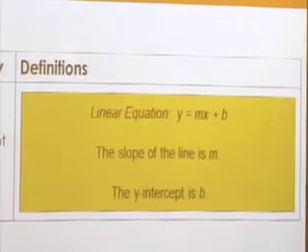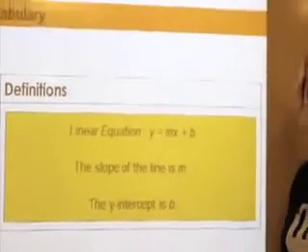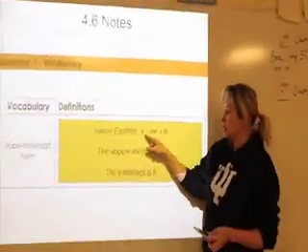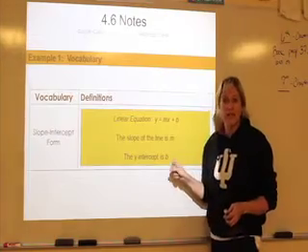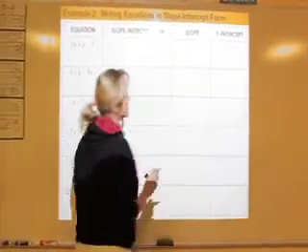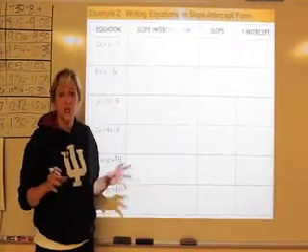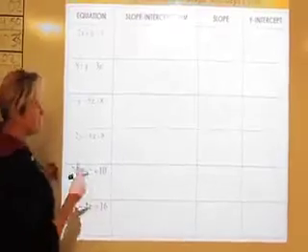Good afternoon. Today what you will be learning about is slope-intercept form and how to place equations into the slope-intercept form. Linear equation, y equals mx plus b, and the slope of the line is m, the y-intercept is b. What you're going to be doing is writing equations in slope-intercept form. Remember, you can use your notes to be able to fill in this part of your assignment.